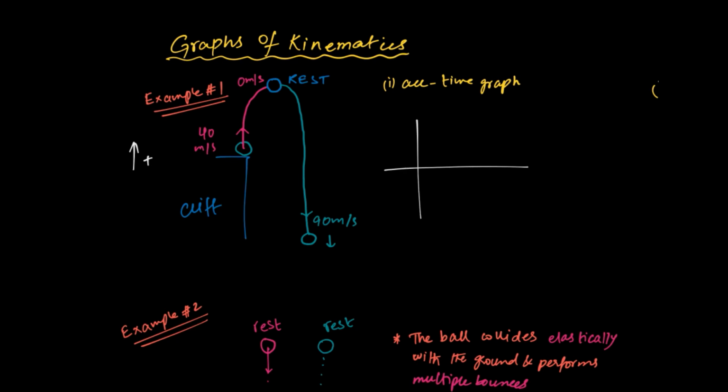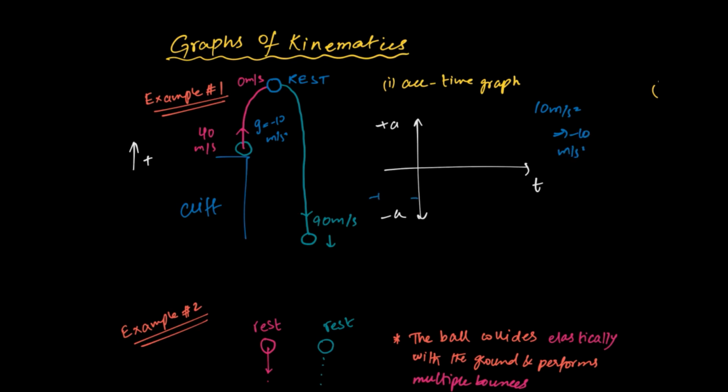So let's quickly make the axes. Here it is: positive acceleration, negative acceleration, and time. We already know that there is a constant pull of gravity, and its acceleration due to gravity is minus 10 meters per second squared. Since gravity is acting downwards, that is in the negative direction, the value of acceleration due to gravity, 10 meters per second squared, would be minus 10.